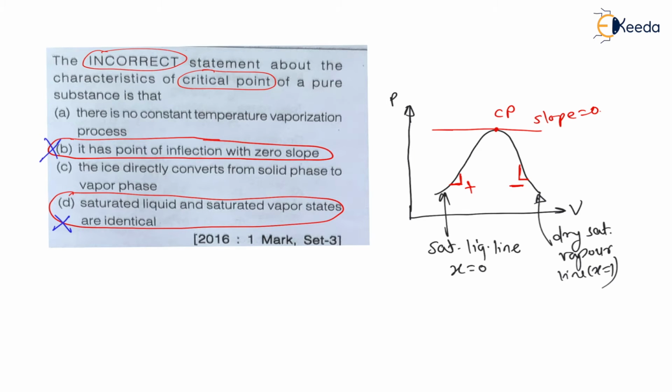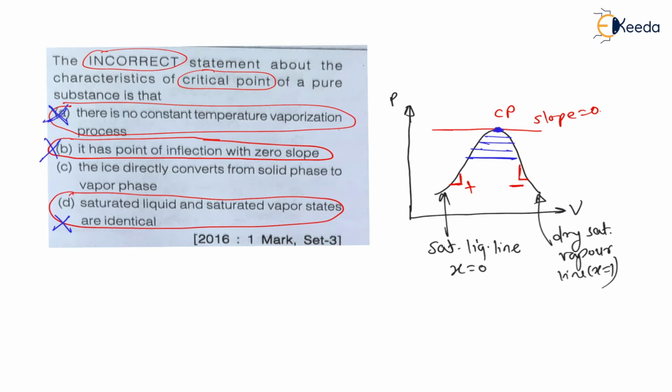Now again, as the pressure goes on increasing, this line is called latent heat, right? The phase change from saturated liquid state to saturated vapor state, the line is called the phase change line. Now as pressure goes on increasing, the latent heat goes on decreasing, and at the critical point latent heat becomes 0, means there is no constant temperature phase change process, right? Therefore option A, there is no constant temperature vaporization process. Option A is also a correct statement, but they are asking which is the incorrect statement. Therefore option A is not possible, right?